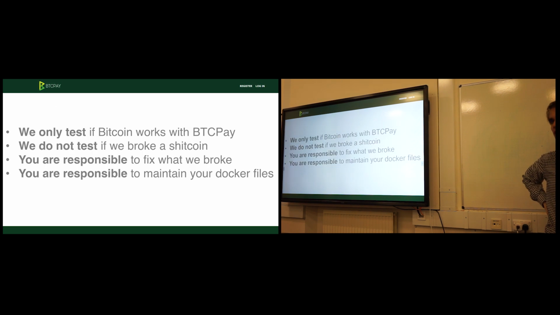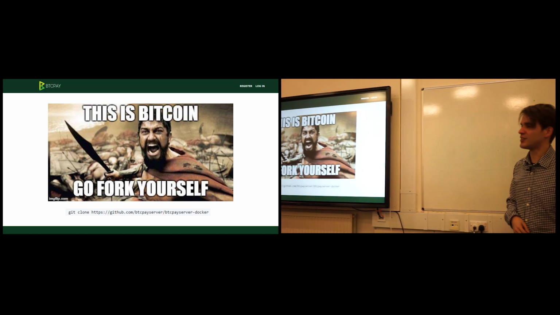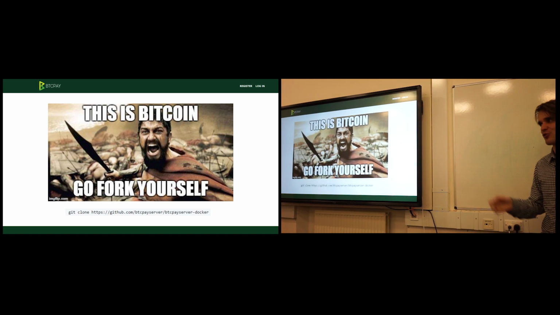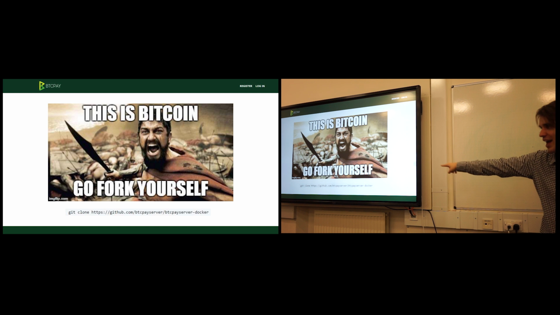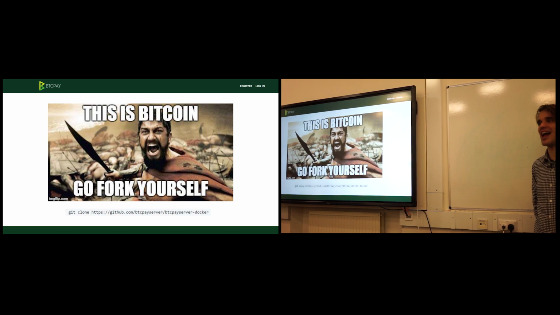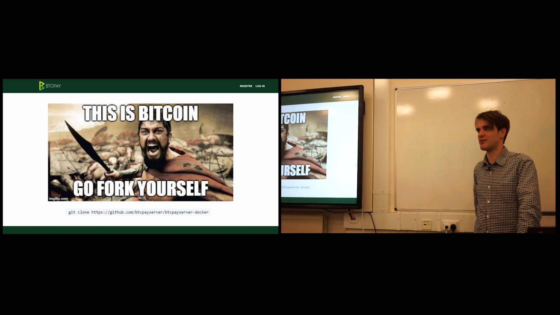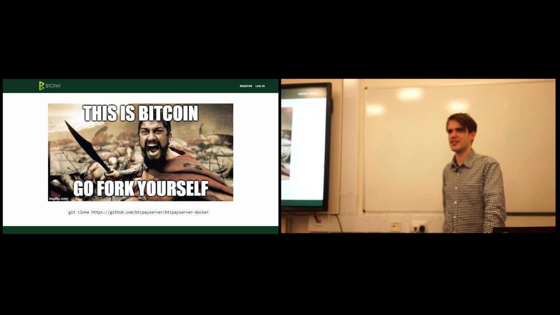We only test on Bitcoin. We don't really care if we broke something on the shitcoin. If you are doing your own shitcoin, you are responsible to fix it and to maintain it. If it doesn't work, I will just remove it. And if you're not happy with it, then it's Bitcoin, just fork yourself. I just put the command line to do it. So actually, BTCPay, for example, forked it. I don't know if anybody used it, but they did it. I think Grosselcoin did it as well.